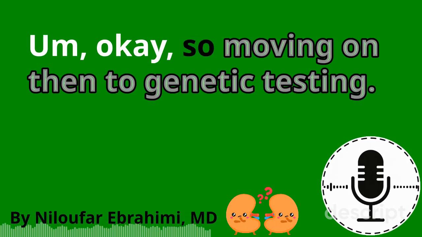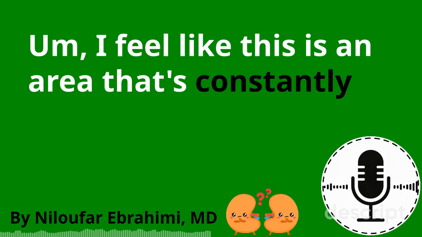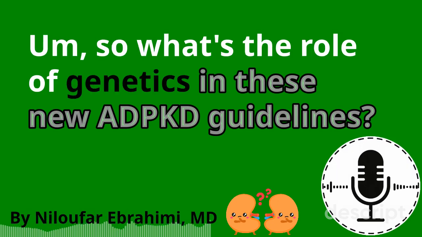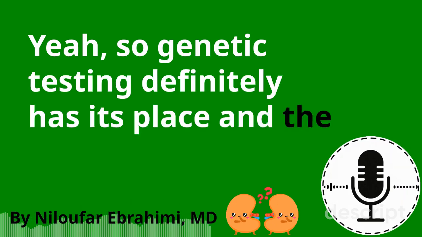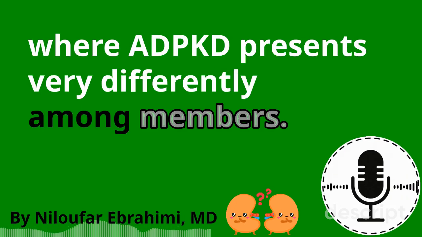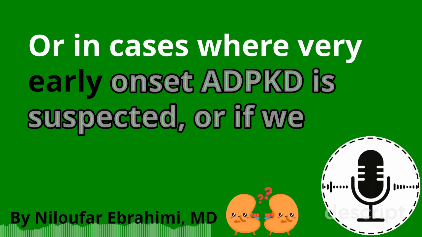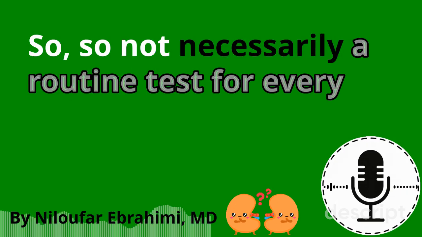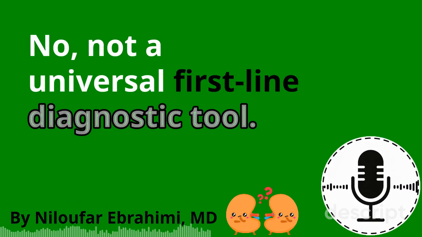Okay, so moving on then to genetic testing. I feel like this is an area that's constantly evolving in kidney disease management. So what's the role of genetics in these new ADPKD guidelines? Genetic testing definitely has its place, and the guidelines suggest that it can be particularly helpful in families where ADPKD presents very differently among members, what we call marked phenotypic variability. Or in cases where very early onset ADPKD is suspected, or if we think a new mutation might have occurred. So not necessarily a routine test for every patient you see with suspected ADPKD? No, not a universal first-line diagnostic tool.